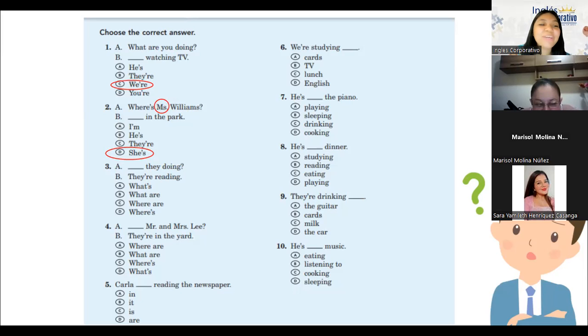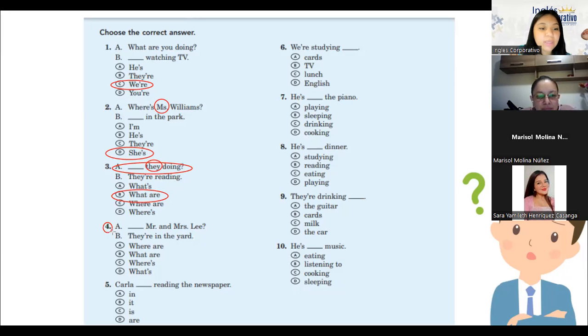All right, so number three. ¿Cuál es la pregunta? ¿Cómo debe de comenzar la pregunta? What? A, B, C, or D? Letter B. What are they doing? Porque llevamos el pronombre they. Si no, sería what is they doing, y eso no está correcto. No tiene el verbo. Correcto.